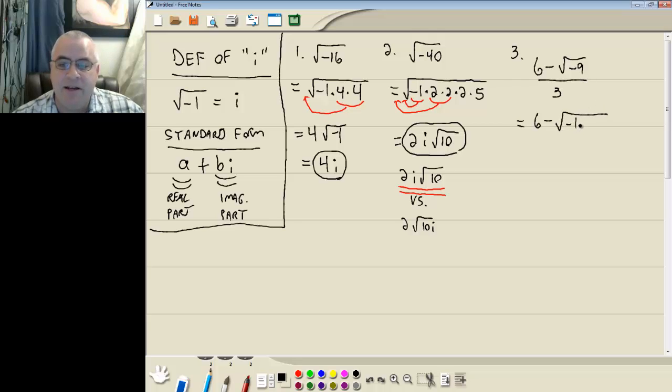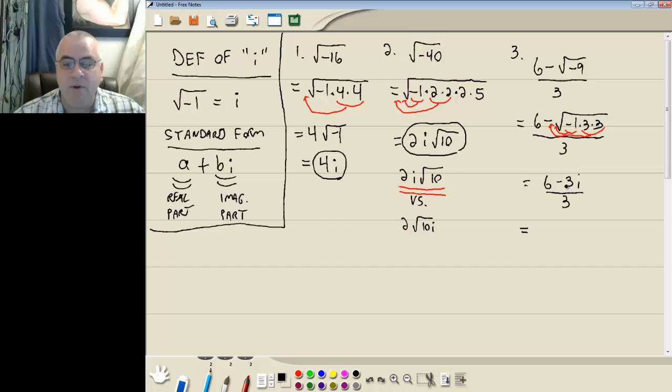-9, that's -1 times 3 times 3. Remember, with square roots, we're looking for pairs of something. So here's a pair of 3s. Those are going to come out in front as a single 3. And here's a -1. That'll come out as an i. So we're going to have 6 minus 3i over 3. Now there's nothing left inside the radical. We took the pair of 3s out, we took the -1 out, so the radical just disappears.